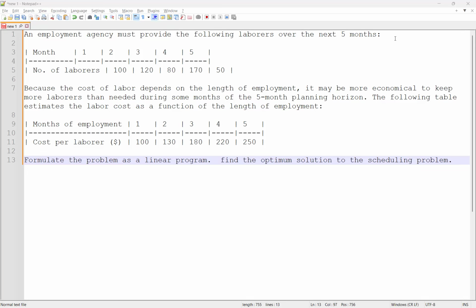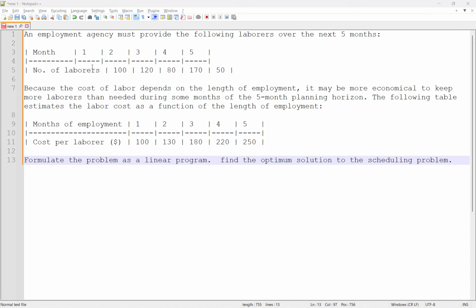So in this video, let us try to solve one more LPP problem. It is a bit medium to hard level problem. So let's go through the problem. An employment agency must provide the following laborers for the next 5 months.